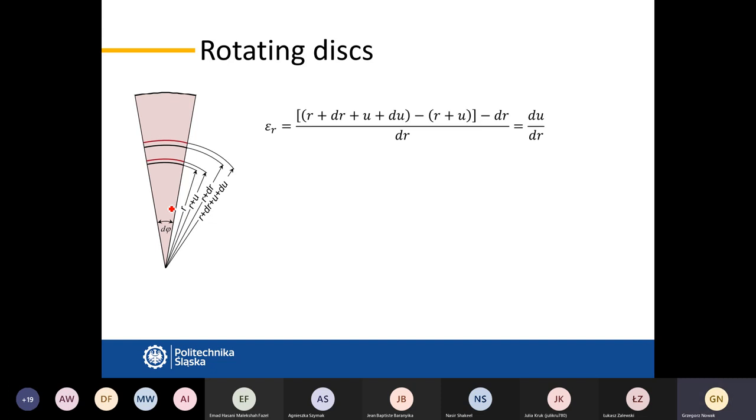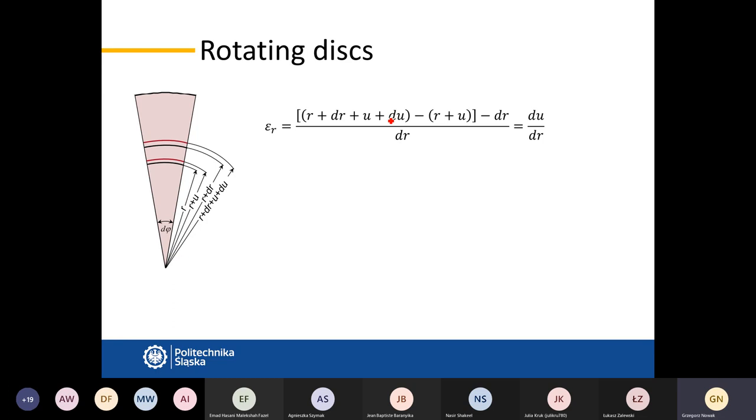So if you combine them together, you can find that the strain in the radial direction from this observation here can be written as du over dr. This is the very simple definition of strain, which was discussed in your basic course of strength of materials for a one-dimensional stress case. So du over dr means to what extent the very thin ring of material between r and dr extended. So its distance before was dr, and it now grew by du.